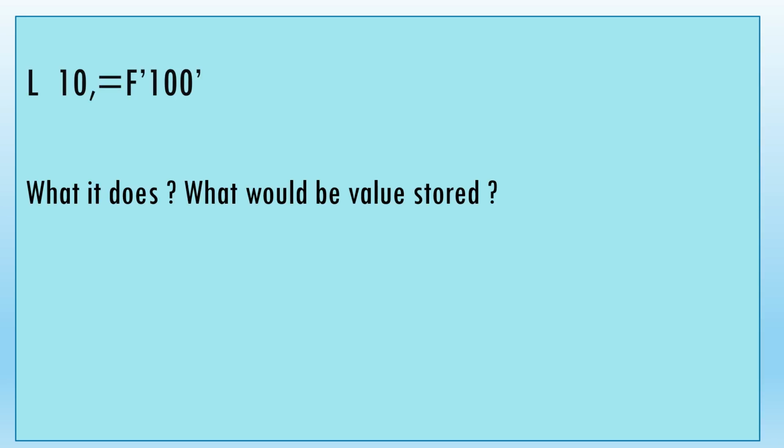So what is this doing? L 10 comma equal to F100. What does it do and what is the value stored? Okay, I hope you got the answer.